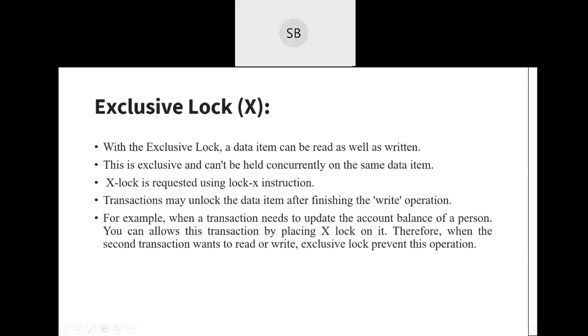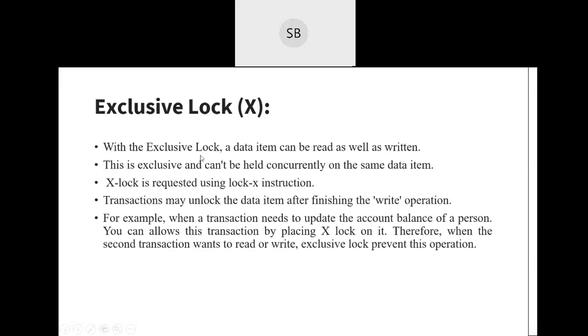So you can see with the exclusive lock, a data item can be read as well as written. It gives you permission to read and make changes at the same time. But this is exclusive and cannot be held concurrently on the same data item. So it will not allow all the transactions to make changes at the same time. Only one transaction that needs to perform an operation will be allowed to do so, and the others have to stop. They may have only the shared option, but I have to ask for the exclusive lock permission because I want to make changes.